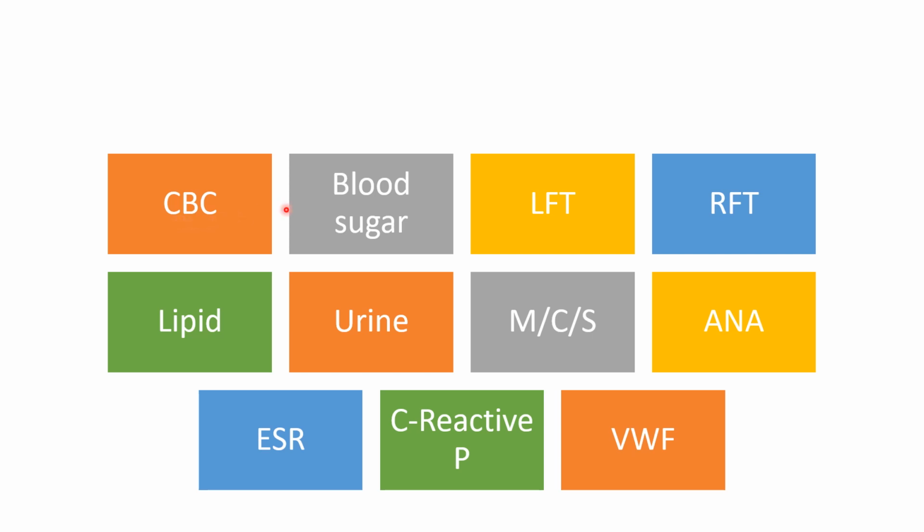So complete blood count, blood sugar, liver function test, renal function test, lipid profile, urine microscopy, culture and sensitivity, antinuclear antibody. Okay, we want to rule out autoimmune disease again. Erythrocyte sedimentation rate, C-reactive protein, von Willebrand factor.